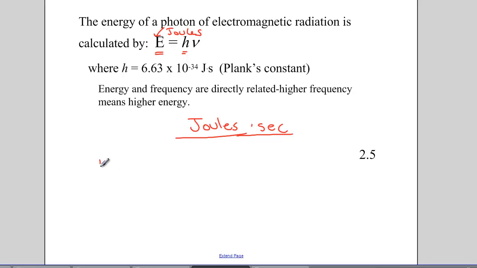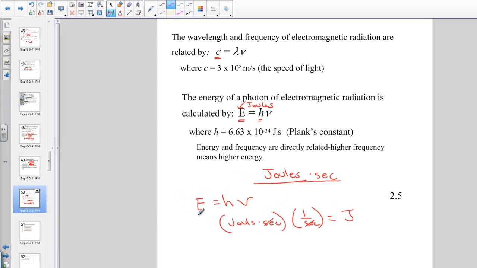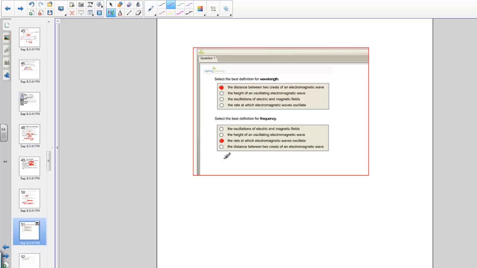If I take E equal Planck's constant times nu, Planck's constant has a unit of joule times second, and frequency is in per second. You can see how those units would cancel when multiplied, and we come up with joules of energy, the unit here. How many joules of energy does a certain radiation possess? Energy and frequency are directly related. High frequency, high energy.